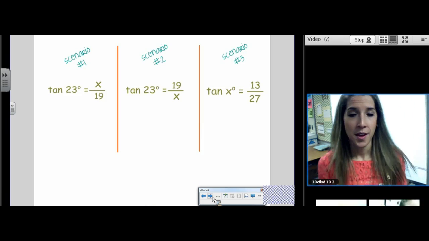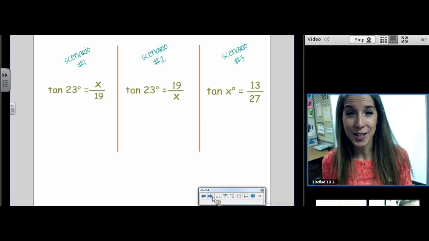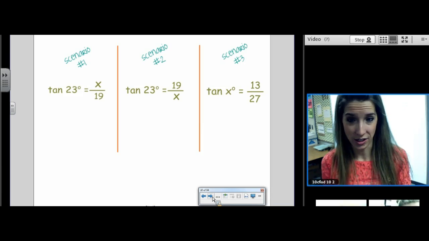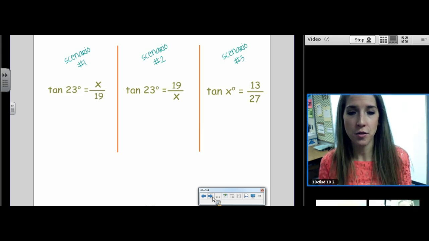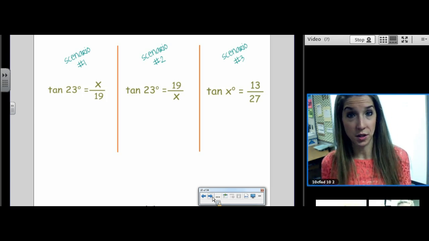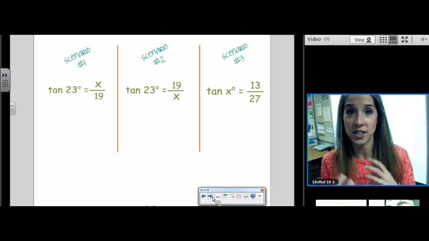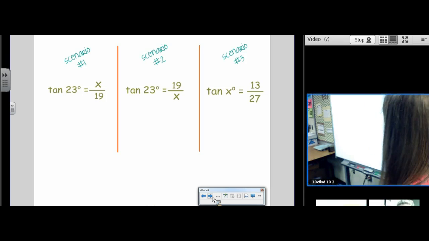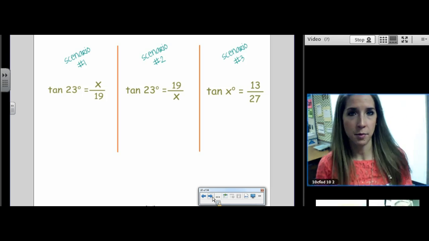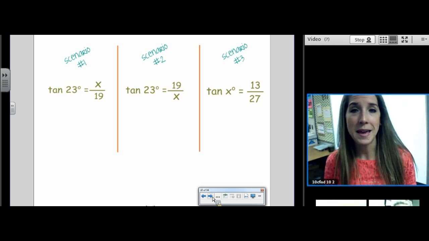Okay, so when we are solving trig equations, there's going to be 3 scenarios. Bear with me. I know you don't know what tangent is yet, and I promise to describe that. I promise that you will understand how this works. But first, we just want to go over these simple steps. Your variable could be in 3 different spots. Take a look at scenario 1. Where is the variable?